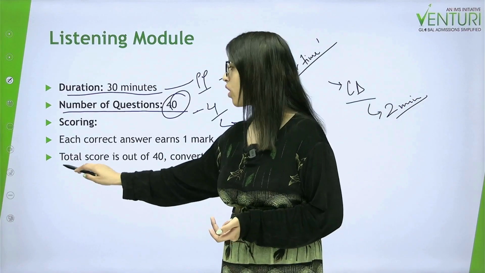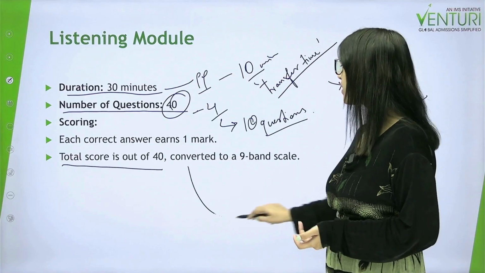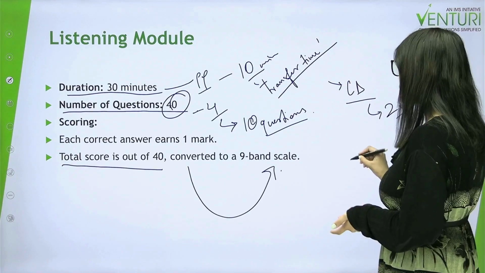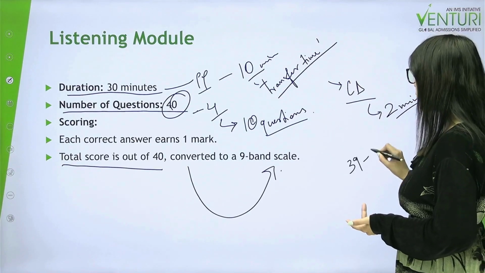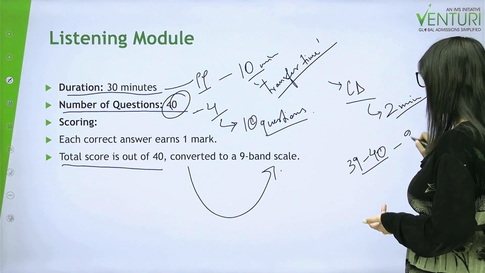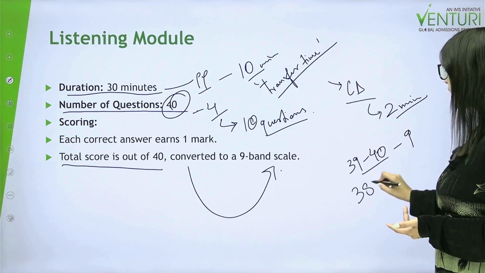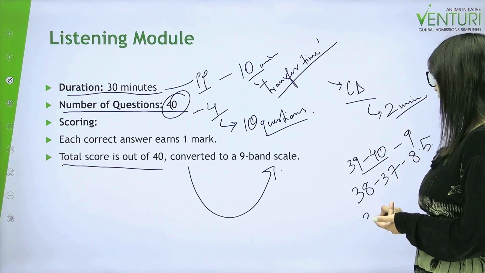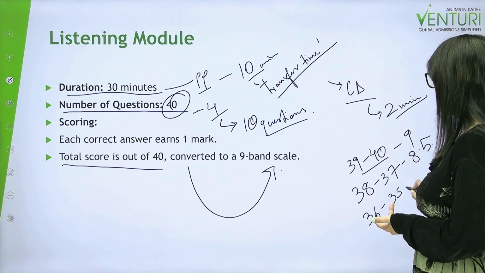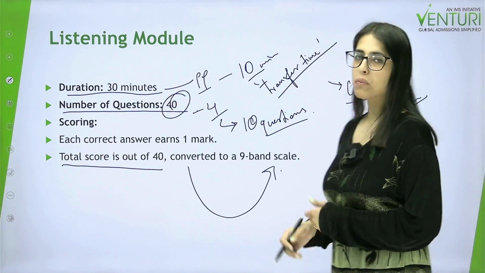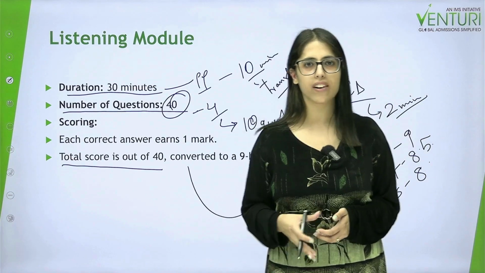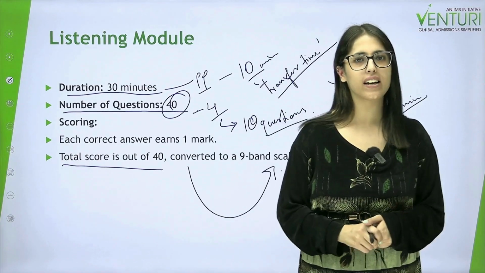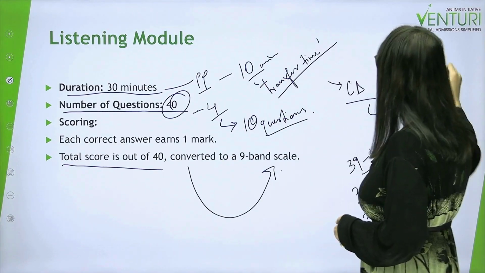Now the total score out of 40 is then converted into a 9-band scale. It's converted into a score for you. So if you, let's say, get 39 to 40 questions right, you get a 9 band. If you get 38 to 37, you get 8.5. If you get 36 to 35 questions right, you get 8. Now, I am not going to be discussing anything below 8.5 because if you are my student, you do not fall below that. So, that's your threshold right there. So, these are the basics of your listening module.